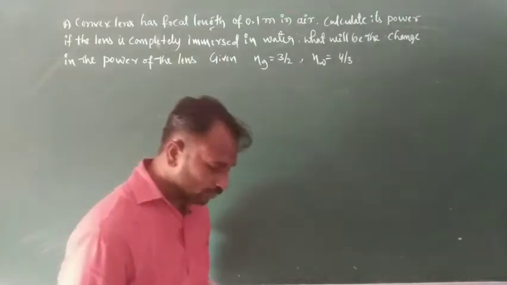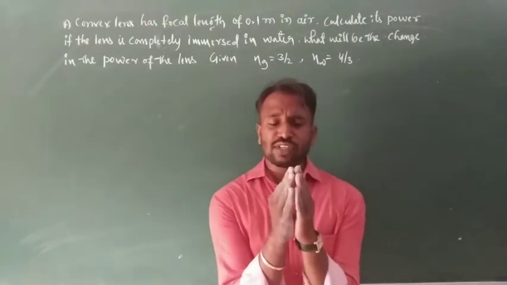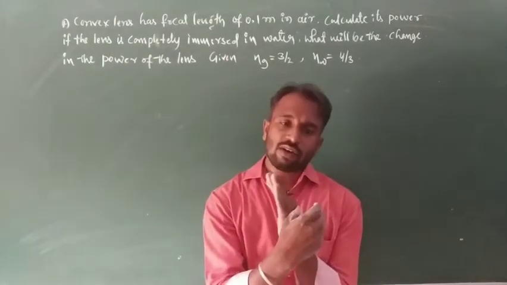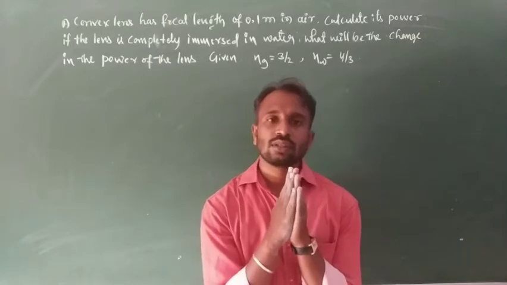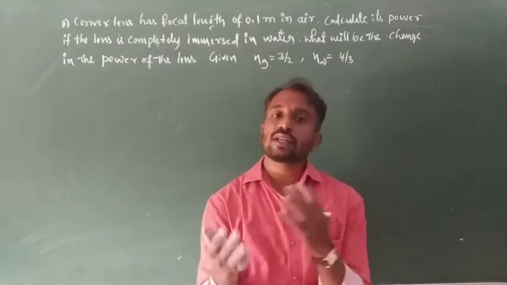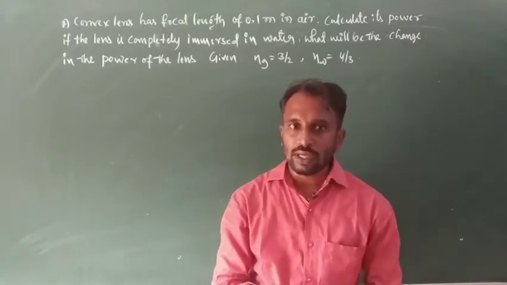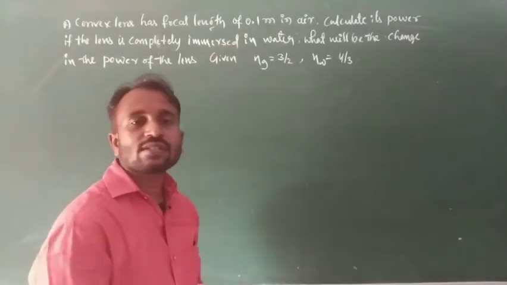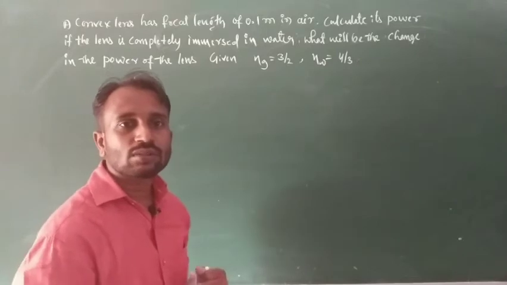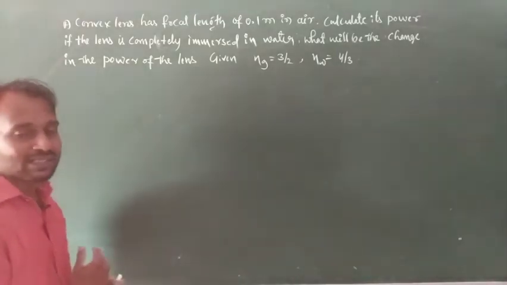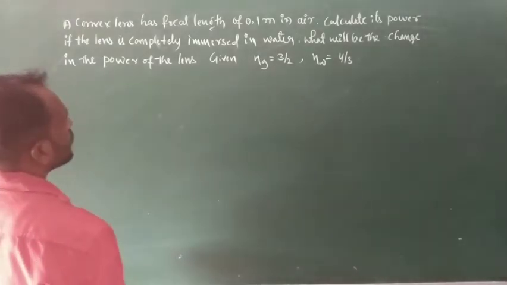Okay, so here initially we consider that this is a convex lens and it has a particular focal length. The power of a lens is the reciprocal of its focal length. The focal length of this convex lens is already given as 0.1 meter. By using this focal length, we want to calculate the power of the lens.